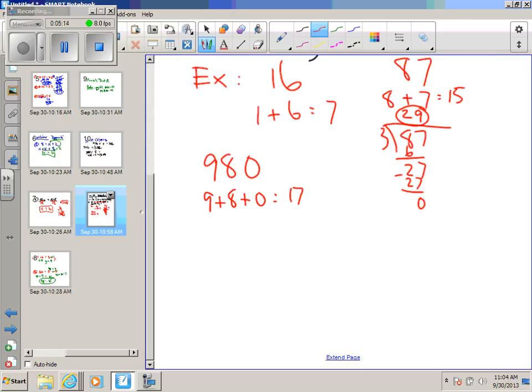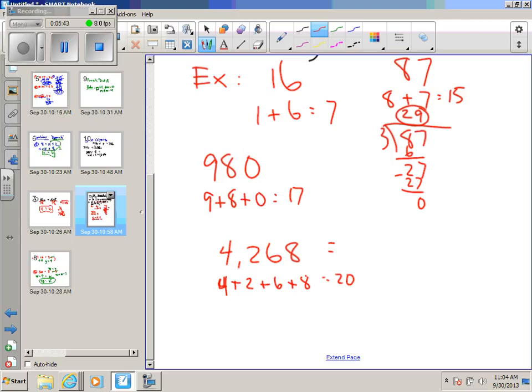Give me a 4-digit number. Let's test it for 3. Eli. 4,268. I like it. Let's test it. 4 plus 2 plus 6 plus 8. 4 plus 2 is 6. 6 plus 6 is 12. Plus 8 is 20. Is 20 divisible by 3? No. Then neither is 4,268.